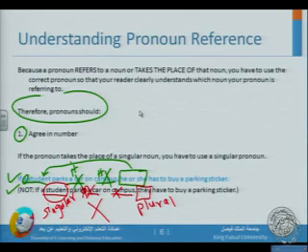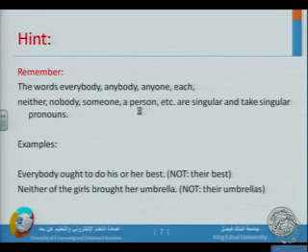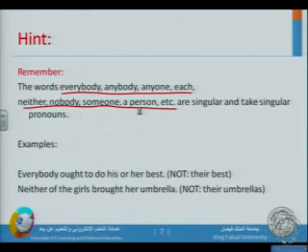So this is how you should understand pronoun reference. By the way, I need to remind you and remember. Just remember that the words like everybody, anybody, anyone, each, neither, nobody, someone, a person, etc. كل هذه الكلمات تعامل معاملة المفرد singular. وهن بحاجة إلى singular, they take singular pronouns.